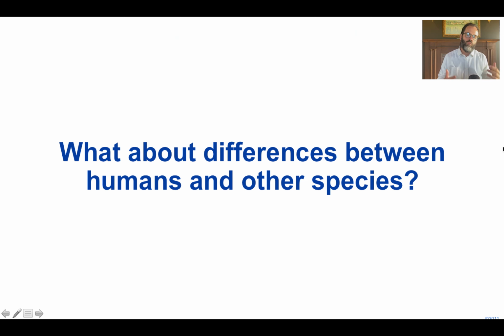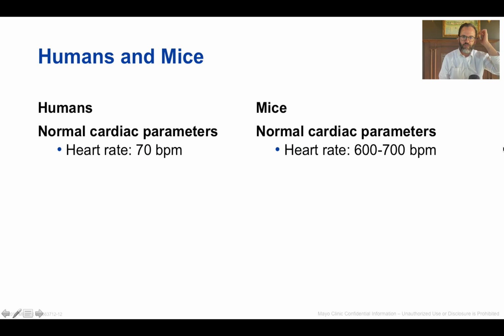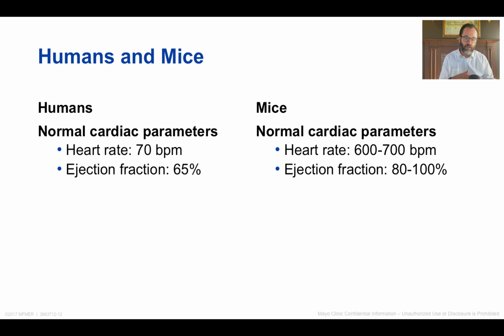So that brings the question, well, what about the difference between humans and other species? If we compare humans to mice, which is a tremendously popular model to understand cardiovascular physiology, in humans we've got normal cardiac parameters, again, heart rate around 70 beats per minute. Mice have normal heart rates between 600 and 700 beats per minute. So again, tremendously different even as compared to dogs. Our ejection fraction is 65%. Mice are going to be closer to 80 to 100%, a tremendously higher ejection fraction, in addition to that very high heart rate.